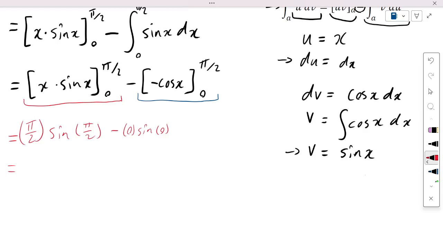And then let's just finish off over here. We know that all of this is going to be equal to 0. And then this thing over here is equal to 1. Sine of pi over 2 is equal to 1. Therefore, our final answer is pi over 2. So we have pi over 2 for the red.